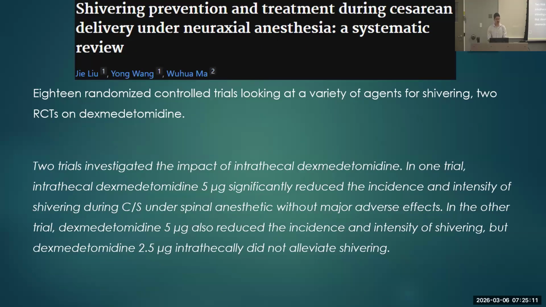This one is the same idea, but a little bit different. So this is, again, neuraxial dexmedetomidine, given as part of their spinal for their C-section. And does this have an effect on shivering? This study looked at 18 RCTs looking at different agents. 2 of the RCTs were on intrathecal dexmedetomidine. And both of those trials, with a 5 mic dose of intrathecal dexmedetomidine, found a statistically and clinically significant difference in incidence and intensity of shivering during C-section.